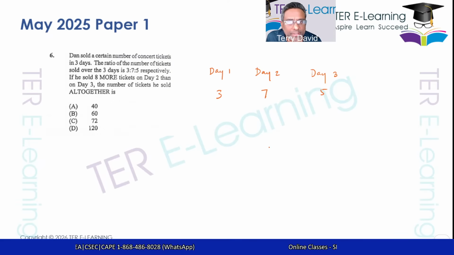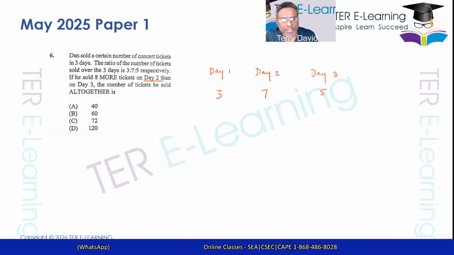Right? Make sure I'm reading that correctly. Now the question looks a little different though. So he sold 8 more tickets on day 2 than day 3. First of all, let's figure out the total number of parts in this ratio. That's 7 and 3, 10, and 5, 15. So we have 15 equal parts. That's the ratio there.